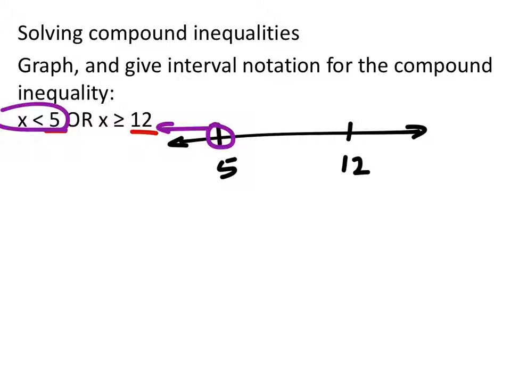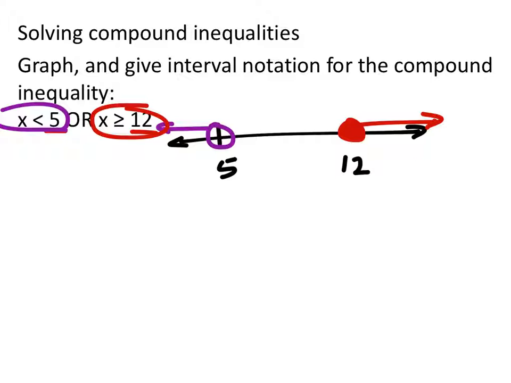On the other hand, though, we've got x is greater than or equal to 12. So at 12, I'd have a circle that is closed because it is equal to, which means 12 would make a true statement for this compound inequality. And then also, it's eating the x, so it goes to the right. So we can see all the values to the left of 5 on this number line would make a true statement for this compound inequality. And also 12 and anything to the right on the number line would also make this a true statement.